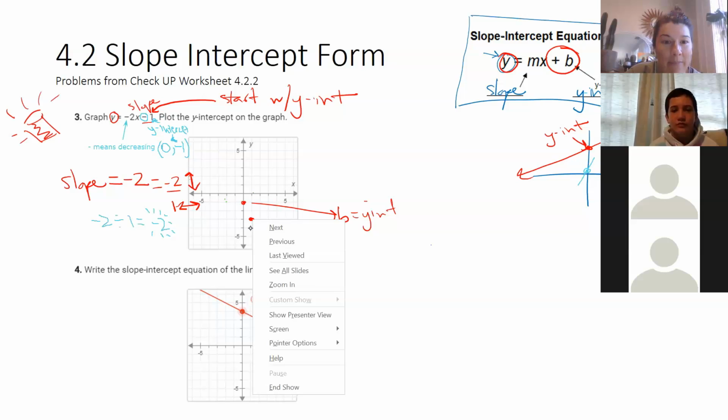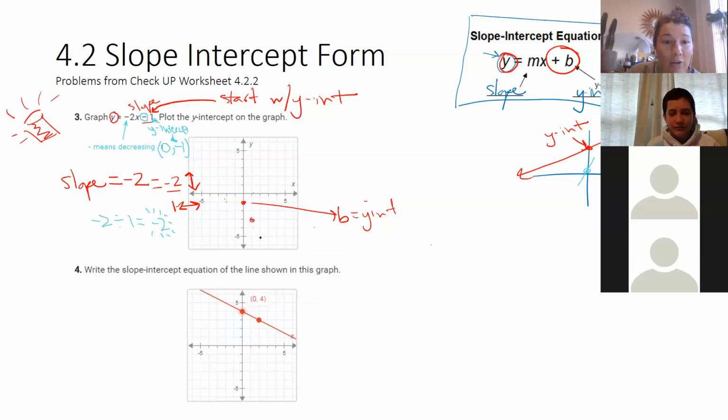And then I'm going to do it again. I'm going to go down 2. Oh my goodness. Over 1. It's like a Cam Jansen book, Case of the Disappearing Coordinate Pair. There we go. Thank you for writing that in.